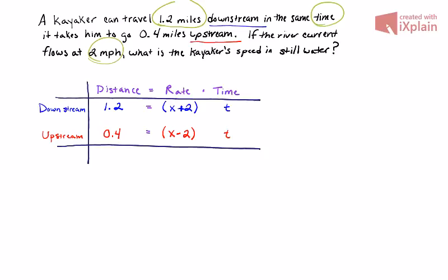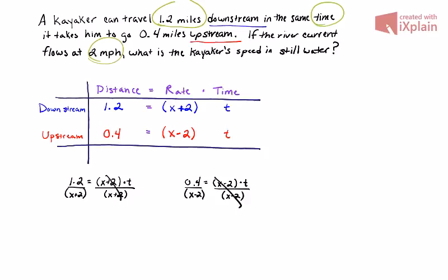Okay, so what I'm going to go ahead and do now is make a note here. Notice that if I take a look at 1.2 is equal to x plus 2 times t, I'm going to get t alone here. So I'm going to divide both sides by x plus 2. I'm also going to take a look at my downstream, and again, I'm going to divide both sides by x minus 2 to get t by itself.